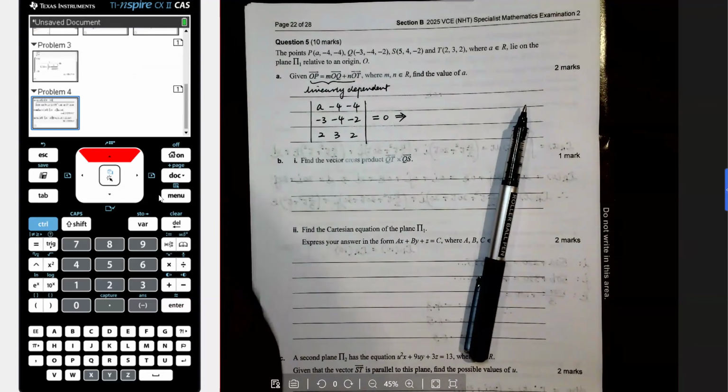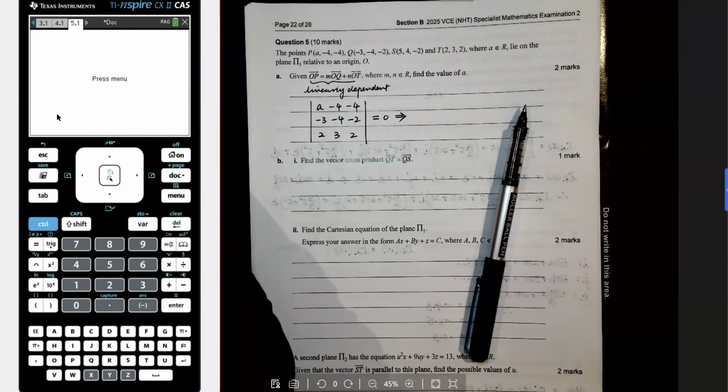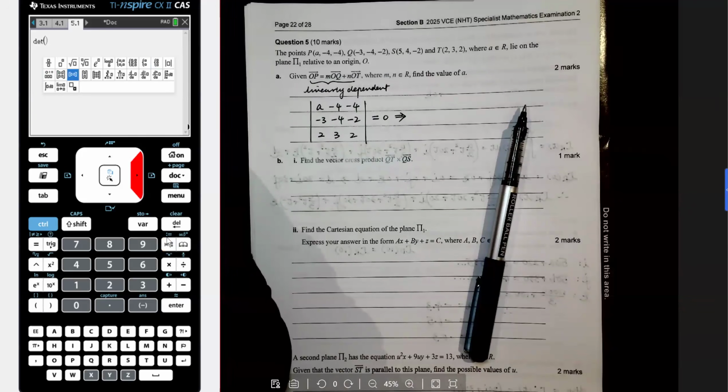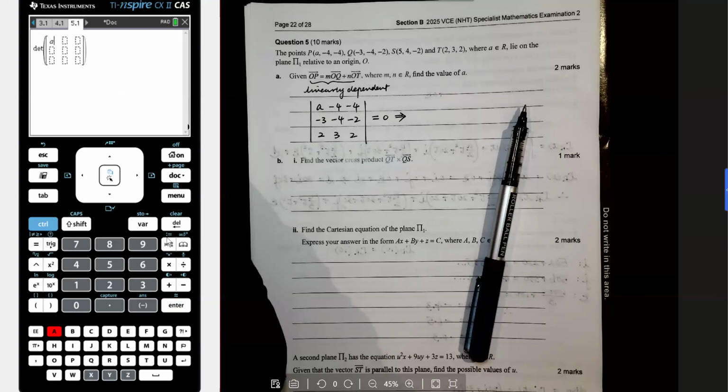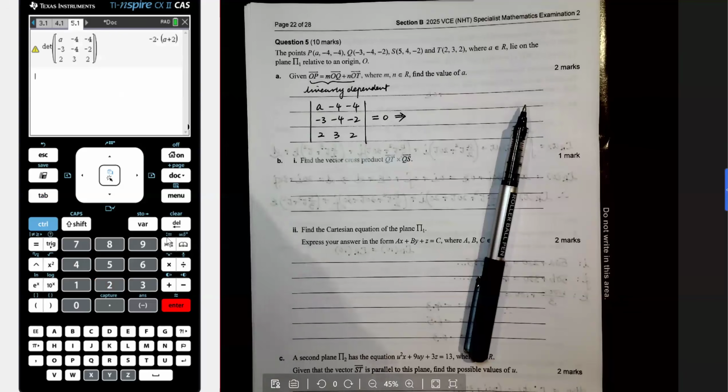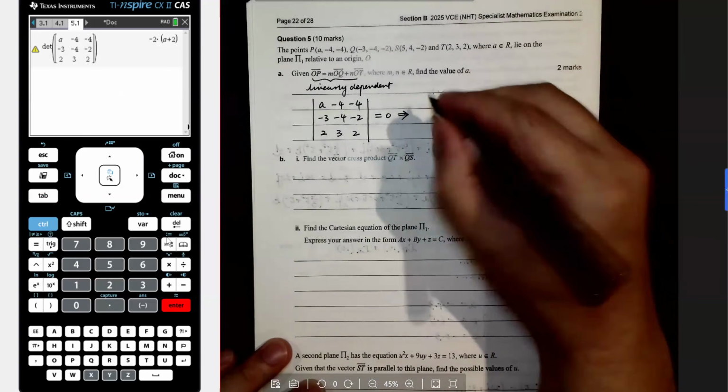So you can actually get, for example, a 3 by 3 matrix: a, minus 4, minus 4; minus 3, minus 4, minus 2; 2, 3, 2. Okay, and that's equal to 0, so a is minus 2.